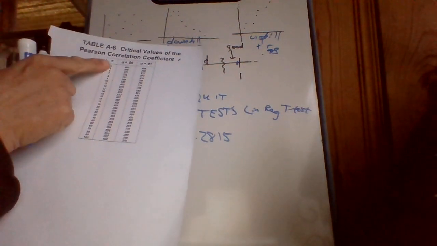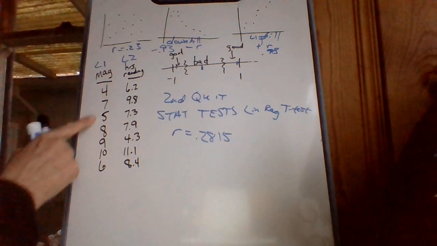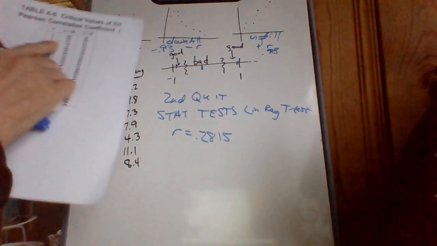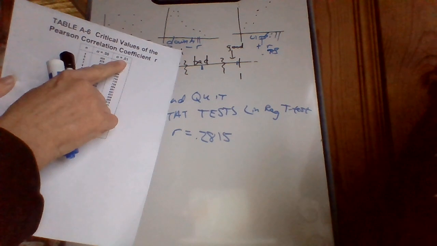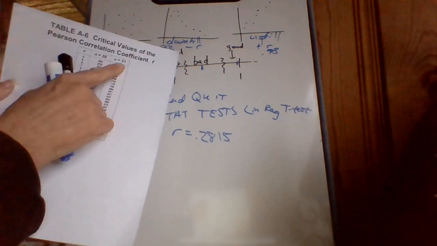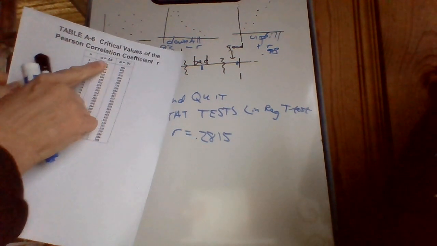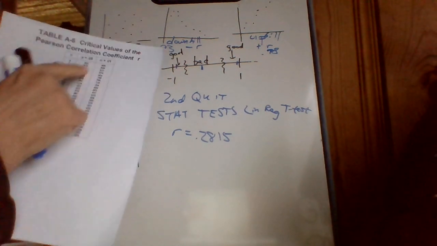It says N in this column. 1, 2, 3, 4, 5, 6, 7. Okay, so I go down to 7. And then we're never going to use this 0.01 column, because 0.05 is the industry standard. So I'm always going to go down this column right here.